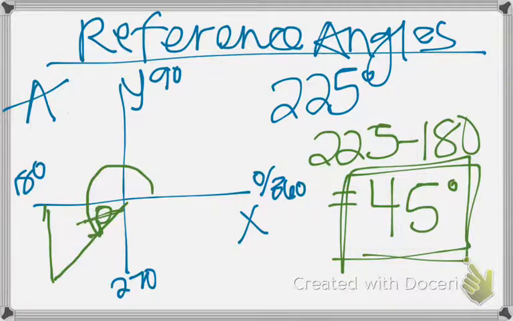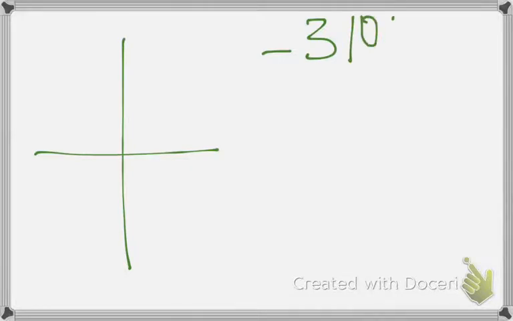Okay, let's look at the next one. So we have negative 310. For reference angles, we can draw this using just like 0, negative 90. But let's find the coterminal angle to this. So I'm going to add 360 to get this positive angle here. So negative 310 plus 360 is 50.